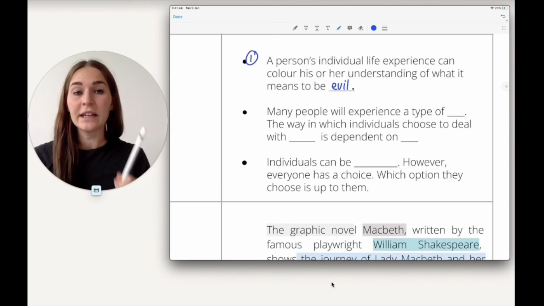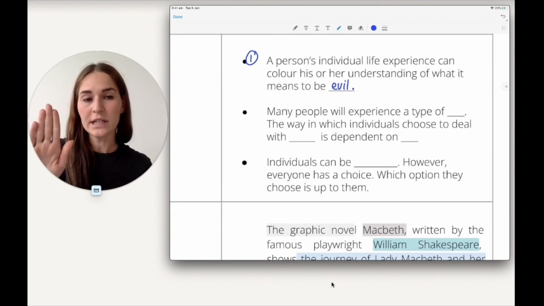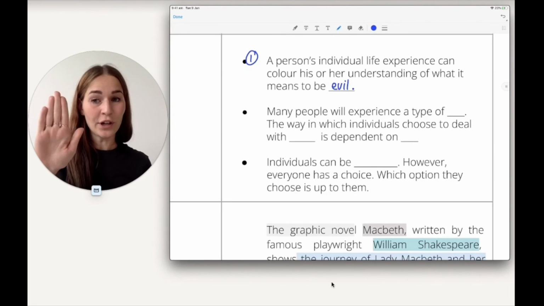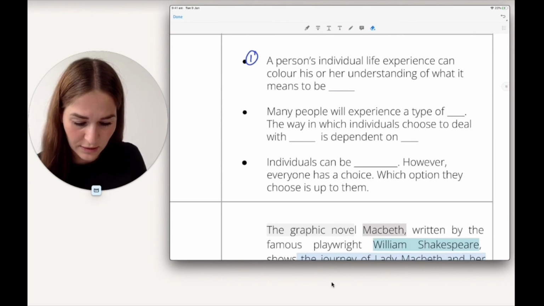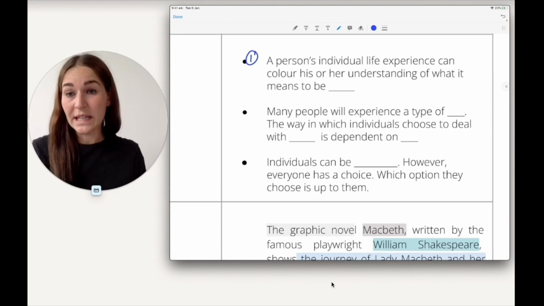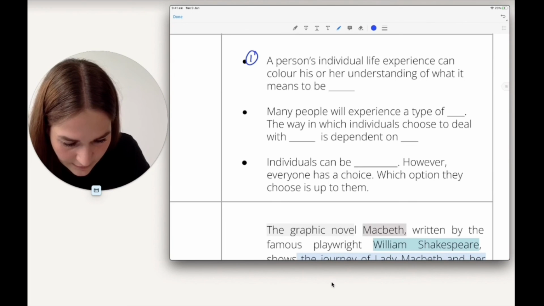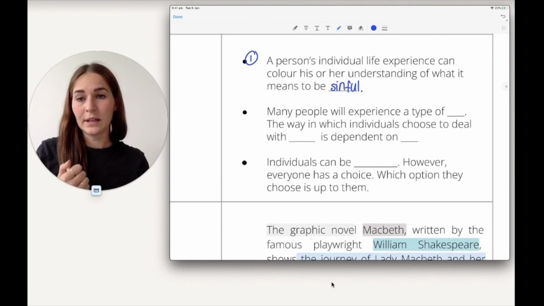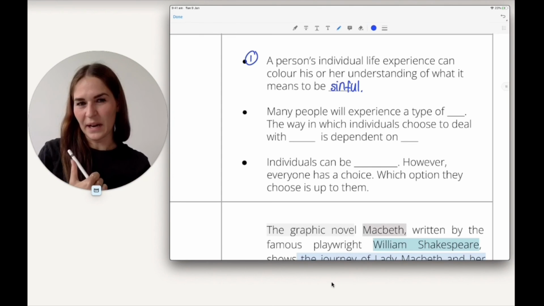Even better if you put in a synonym. A synonym is a similar word as the keyword. Different word, same meaning. So if you don't want to use evil and you know a good synonym, you could, for example, use wicked or sinful. Okay? Everyone has a different definition of what it means to be sinful or evil. Okay? Depending on how they see life and what has happened to them in the past.